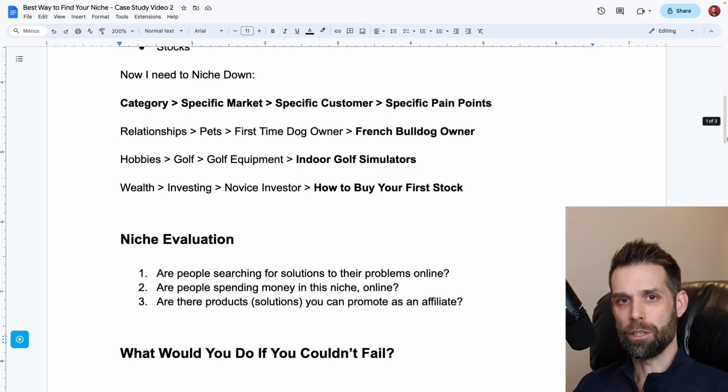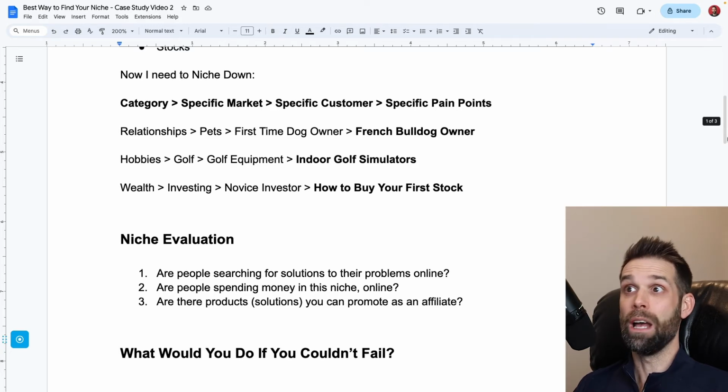But I would never want to build a business just about pets. That's way too broad. So I'd want to target potentially a customer within that niche, like a first-time dog owner, and then more specific, a French Bulldog owner. So again, I have a French Bulldog. I can relate to this niche, and that would possibly be a good niche for me to go into.